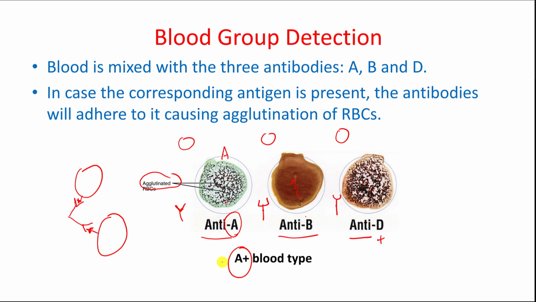Always remember, if there is an agglutination, the blood type will take the letter. There is agglutination in A, it will take the letter. No agglutination in B, it will not take the letter. Agglutination in D, so instead of saying D, we'll say positive. And this is something we will talk about in the lab.